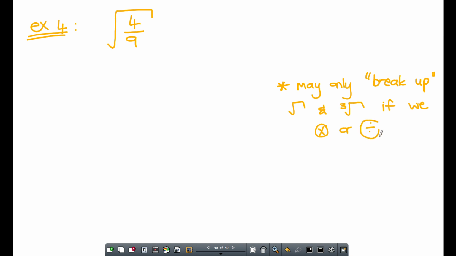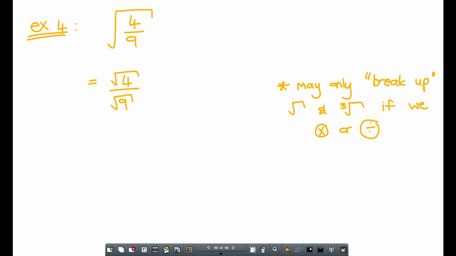If we multiply or divide. Okay, so if I were to break it up, what do I mean by breaking it up? I'm saying square root of 4 over square root of 9. So can you see I didn't use it as one root? I broke it up. The top part in its own root and the bottom part in its own root. Do you guys understand?